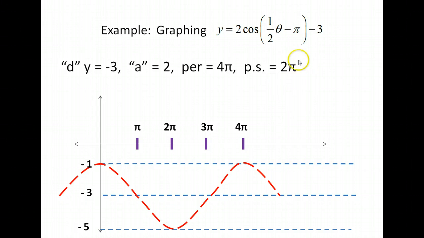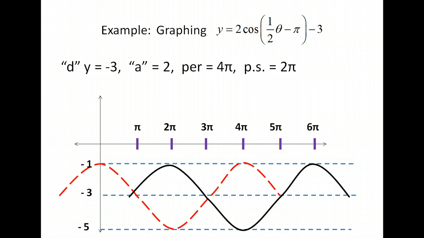The next thing I have to account for is that there's a phase shift of 2 pi. And what that's going to cause is it's going to cause me to add a few more hash marks here so that I can accomplish this shift. So I'm going to move this maximum point, this midline point, this minimum point, this midline point, and this maximum point 2 pi units to the right. When I do that, the graph looks like this. We're done. Each one of these points has been shifted over 2 pi units.